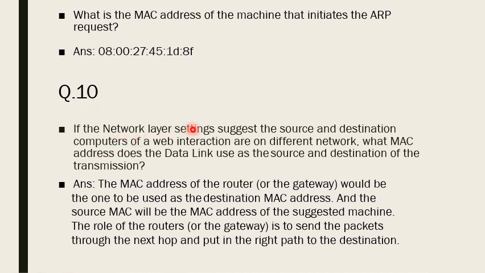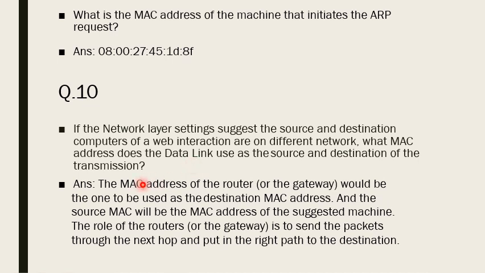Question 10. If the network layer settings suggest the source and destination computer of a web interaction are on different networks, what MAC address does the data link layer use as the source and destination of the transmission? Very importantly, when you see the question, see which layer you are talking about. We are on the network layer, where the source and destination computers are communicating on a different network, and the MAC address is on the data link layer.